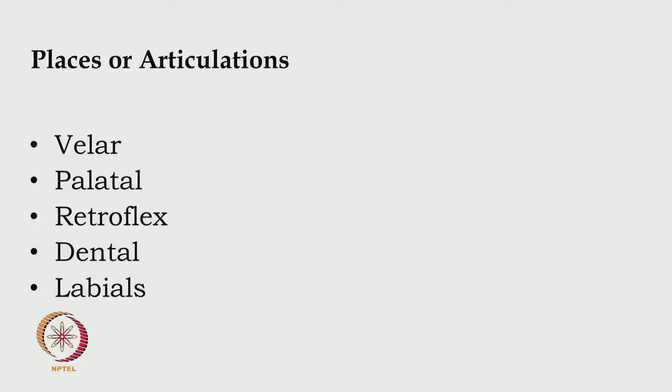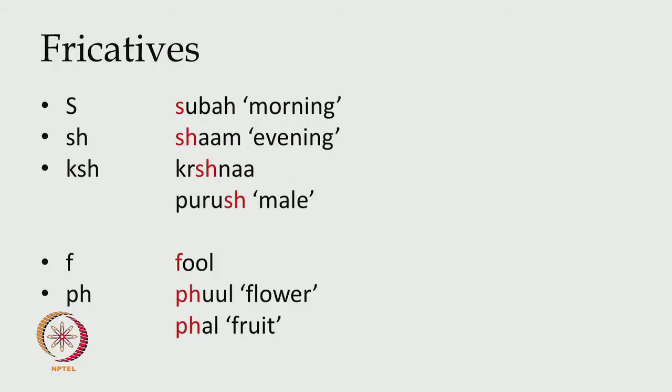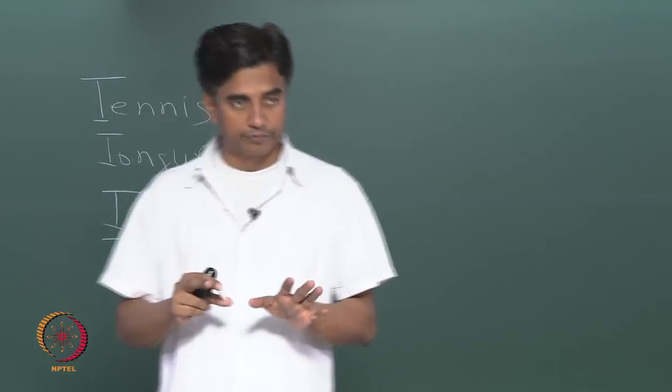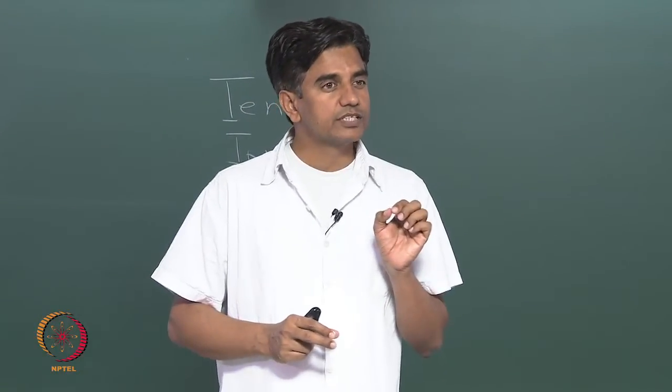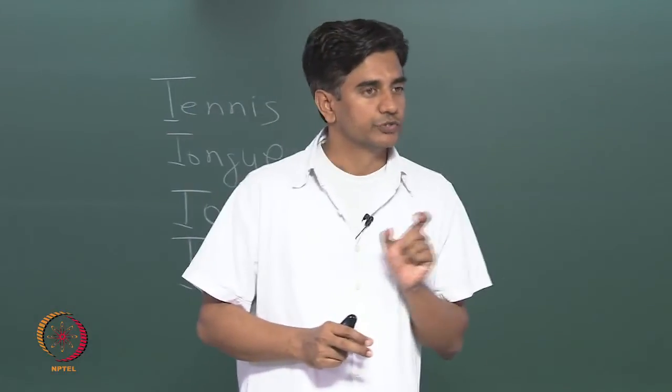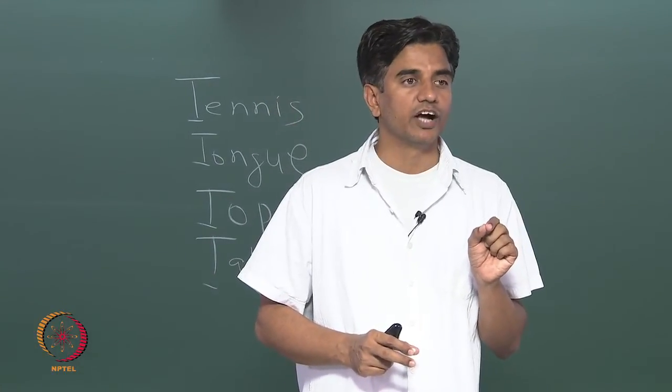We have looked at these places of articulations in details and these manners of articulations in details. There is one more part which I want to talk to you. One more types of sounds, and they are fricative sounds. Okay? Now, let me show you some of the words. And with those words, we can talk about some of such sounds. The sound sa in a word like subah, or a sound sha in a word like sham.